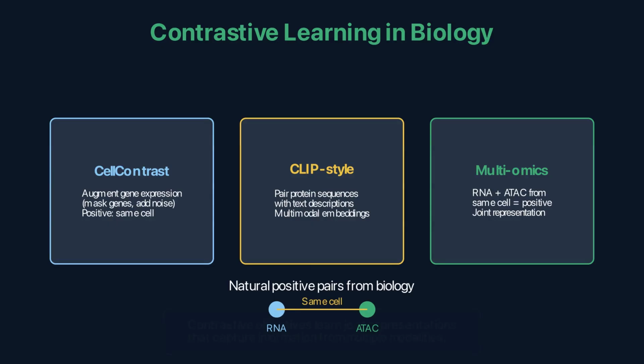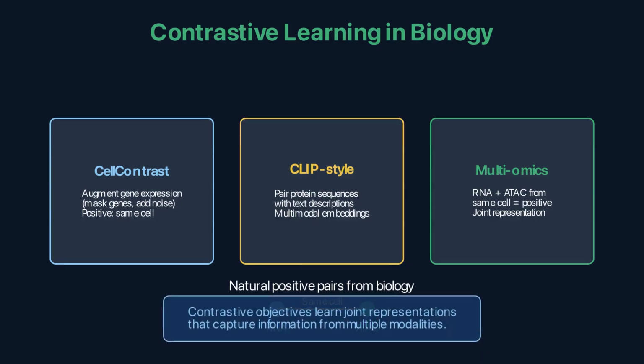Multi-omics contrastive learning: RNA-seq and ATAC-seq profiles from the same cell are a natural positive pair. They're two views of the same cell state. The contrastive objective learns a joint representation that captures information from both modalities.